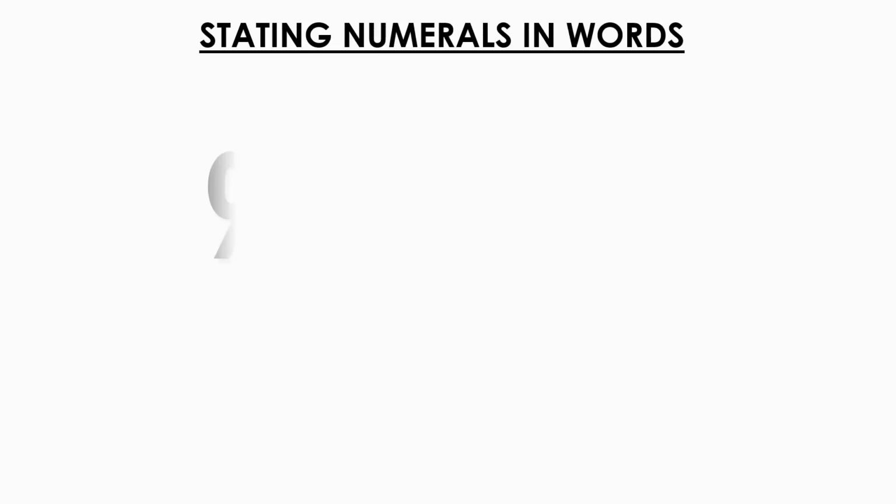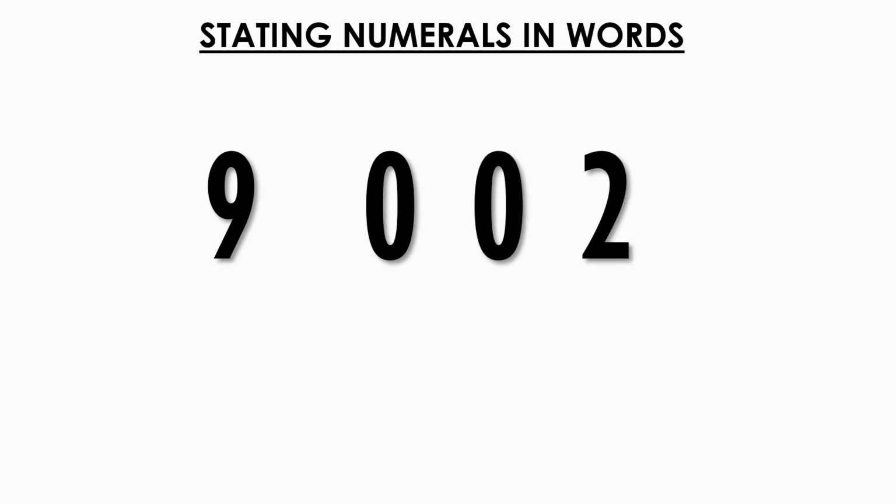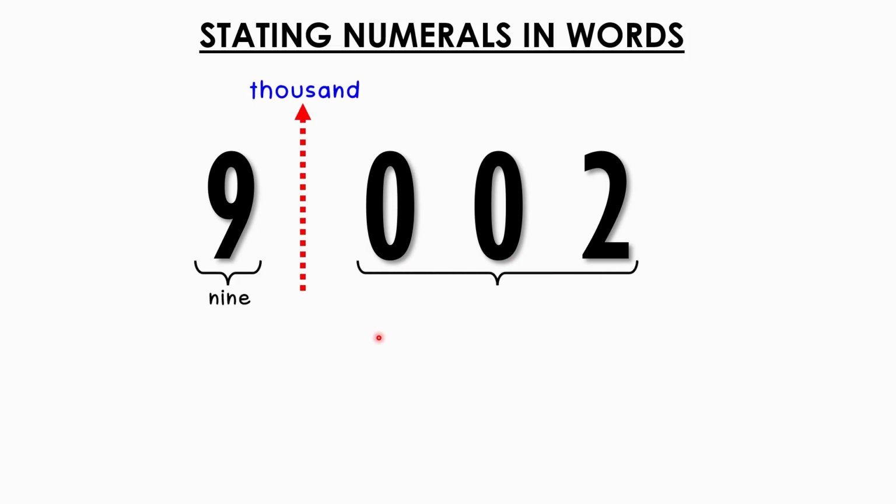Let's look at this example. From the back, we are going to count 3 digits, 1, 2, 3, and then the partition where we are going to use the word 1000. The number before the partition is 9 and the number after the partition that carries value is only 2.